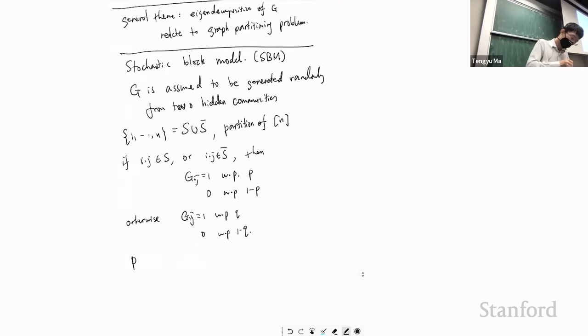And here, importantly, p is much larger than q. Let's say much larger for the moment. How much larger, we'll quantify in a moment. But you need p to be larger than q. So basically, from the same hidden group, you have a higher chance to be connected by an edge compared to from a different hidden group.